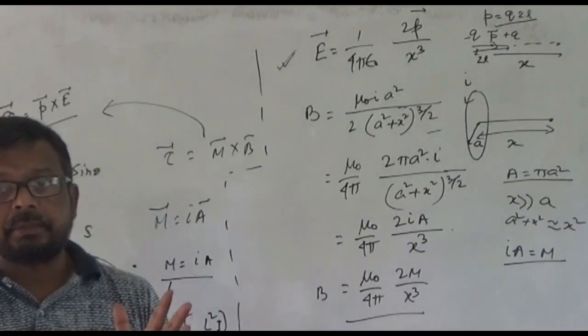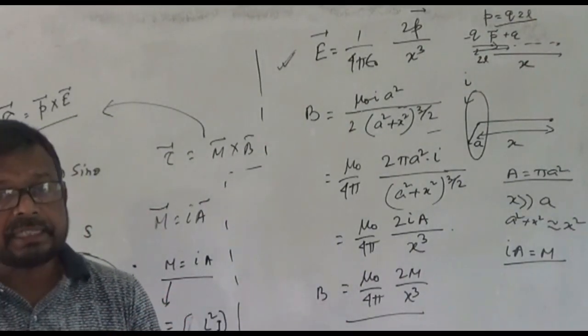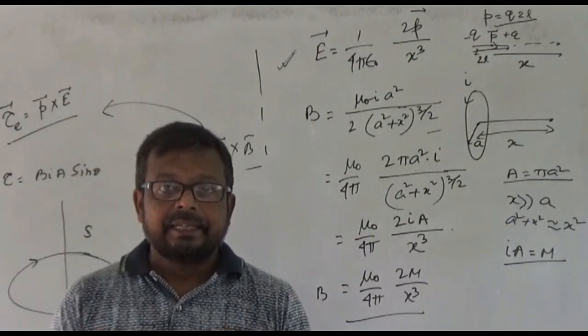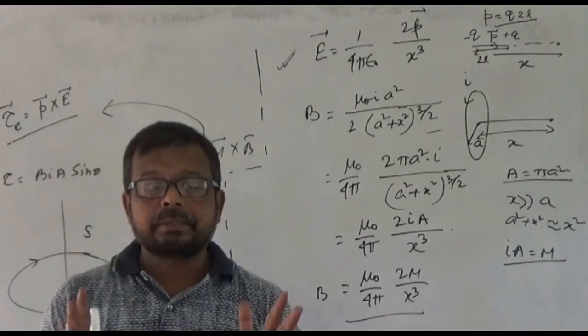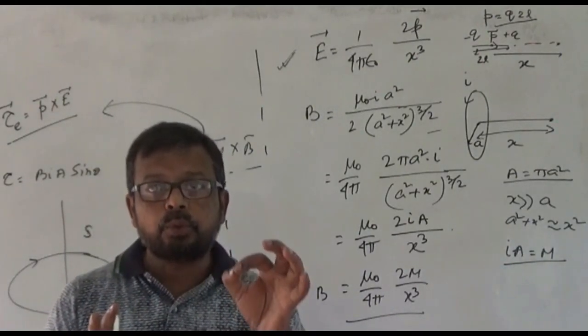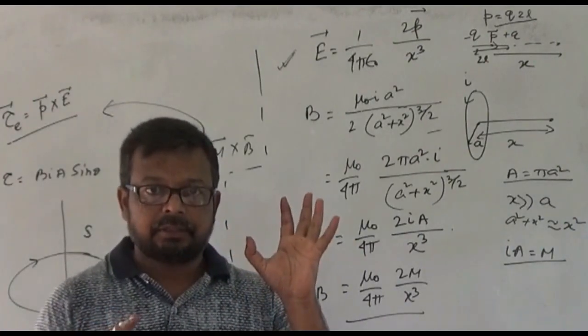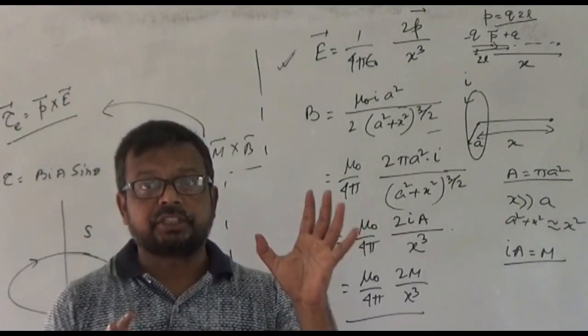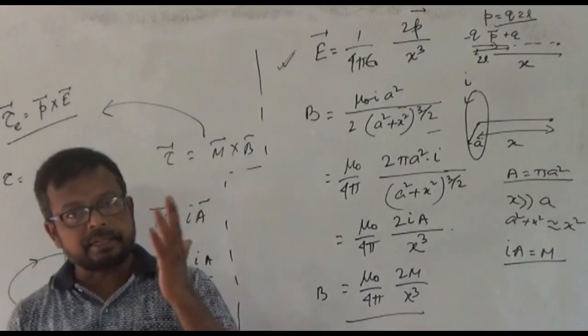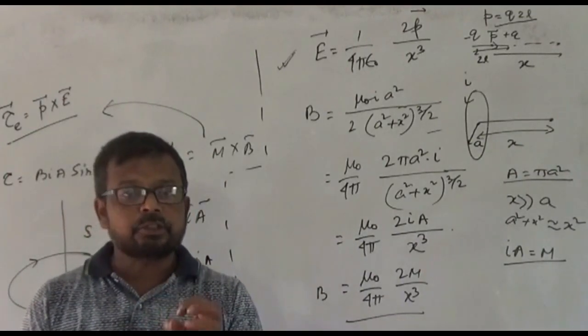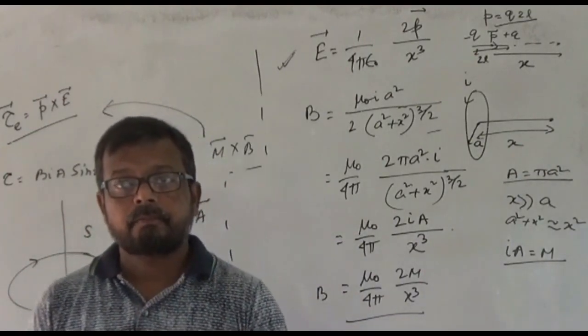Right? However, there is a fundamental difference. What is that? That is, electric dipole is made up of two elementary units, the charge. One is positive charge, another is negative charge. And that is called electric monopole.